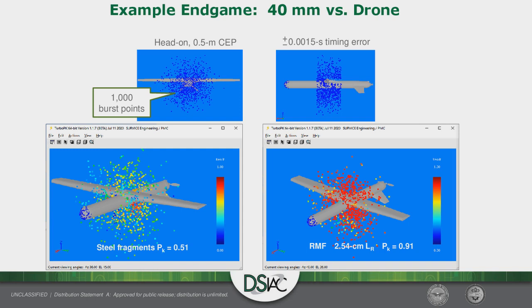I've been doing endgame work for a long time, and it's really hard to move these numbers around. And I didn't expect this. This is a huge increase in PK. And admittedly, the assumptions here might be optimistic, but it's encouraging if you're a reactive metals person that optimistic assumptions led to very large increases in PK.